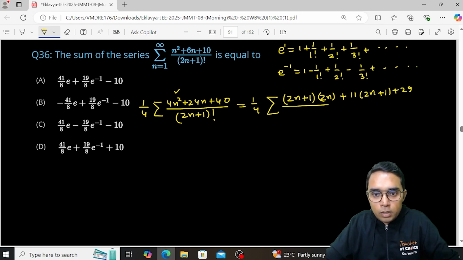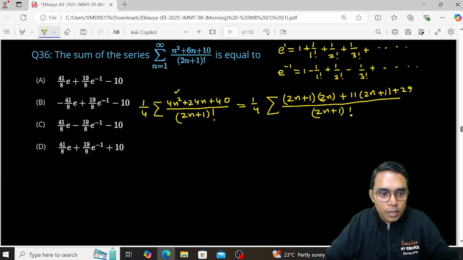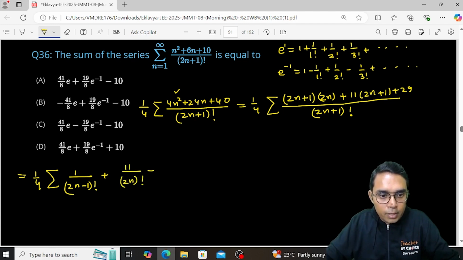Okay, upon this (2n+1) factorial. Okay, let us do this calculation here. So 1 upon 4 summation, this first term will give you 1 upon (2n-1) factorial plus the second term will give you 11 upon (2n) factorial, and this last thing will give you 29 upon (2n+1) factorial. Okay, and where n is starting from 1 to infinity.